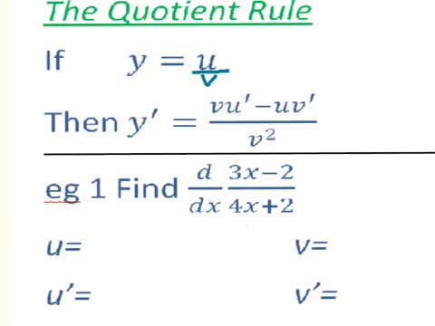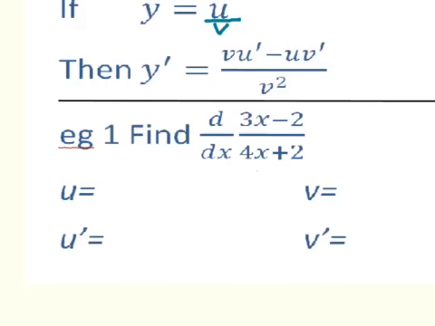You must start with the v downstairs, the easy bit, then u dash, minus u v dash, and all over, this is another difference from the product rule, all over v squared. Okay, so let's have a look at our first example.